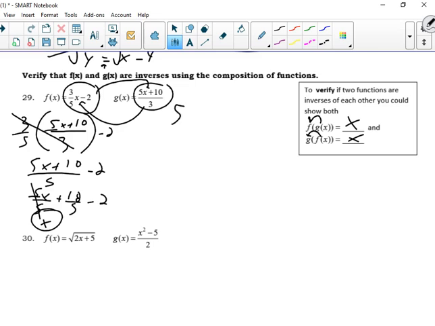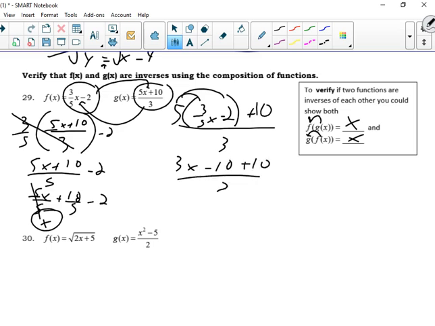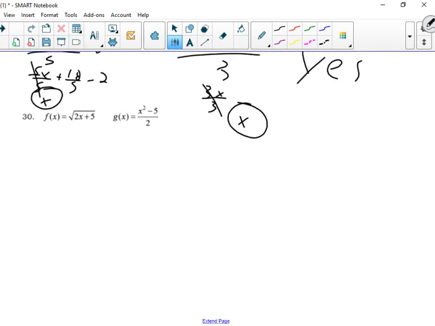Yeah. 5 times 3/5 x minus 2 plus 10 all over 3. I'm going to distribute 5. 5's cancel, which gives me 3x minus 10 plus 10 over 3. Minus 10 plus 10 is 0. 3x over 3 cancels, leaves me with an x. Yes. So the answer is, don't forget the answer, yes, they are inverse functions of one another.